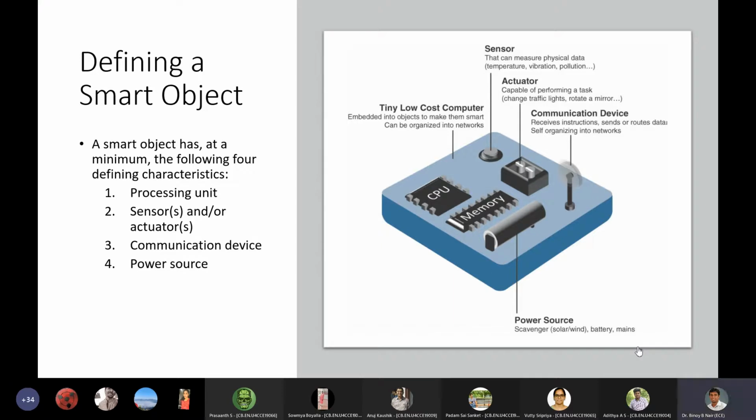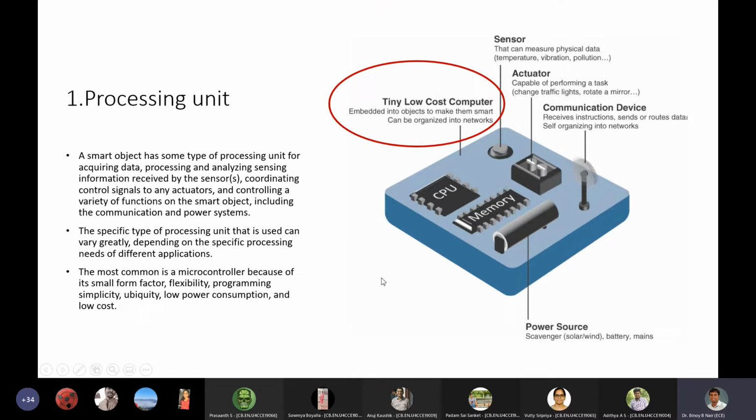So as I was saying, you can see there are four major parts of a smart object. You need to have some computing, a power supply, a communication device, and you also need some kind of sensing and actuating mechanism built into it. All this together forms the smart object that we call the thing, or the smallest unit of an IoT system. Let's go into each of them one by one.